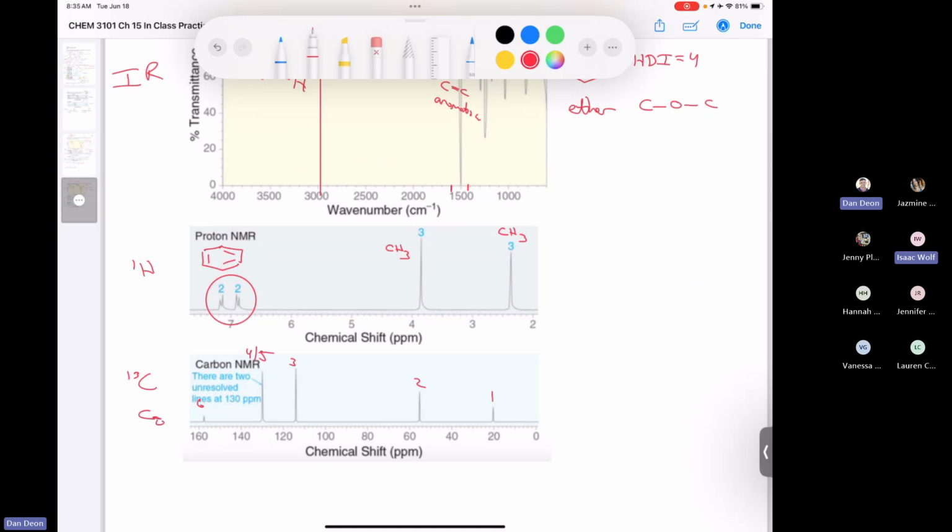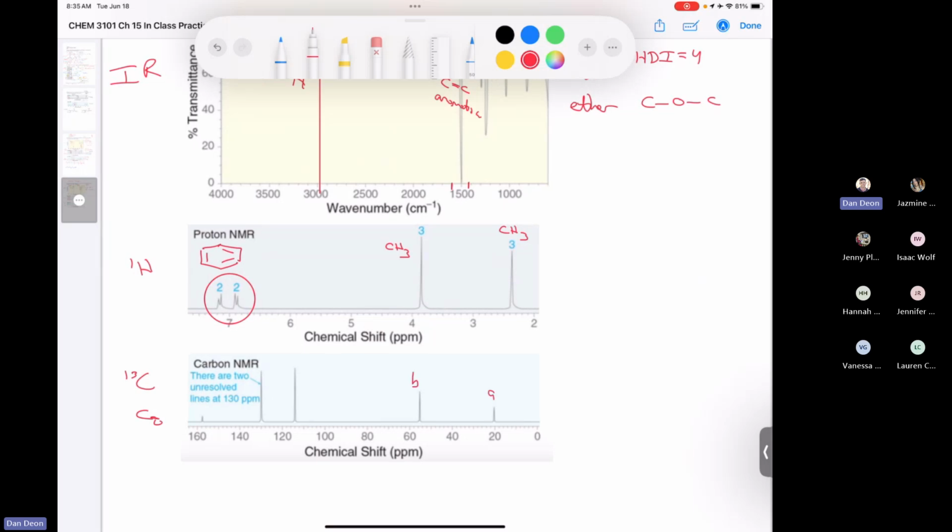Okay. All right. So now that we have that, if you were to put letters to it, you would say A, B, C, D, E, F, like that. So it's a total of 6 signals: 1, 2, 3, 4, 5, 6. If we have 6 signals and we have 8 carbons, it tells us that there is some symmetry in the compound. There has to be some symmetry in here.